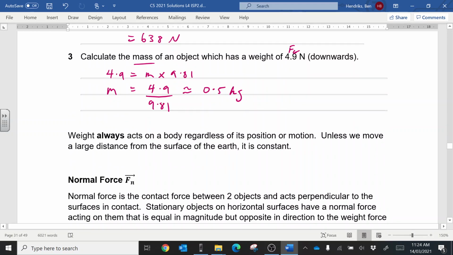So weight force always acts on a body regardless of its position or motion unless we move a large distance from the surface of the Earth. It is constant. So unless we're up in a spaceship or on a space station or something like that, it's going to be constant.